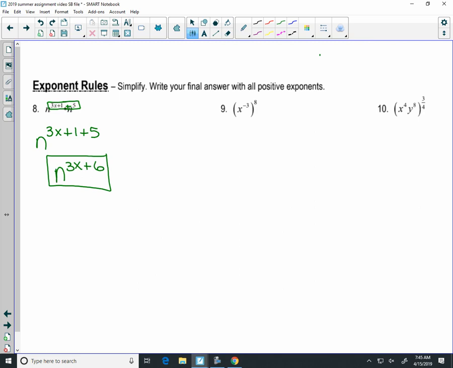Whether you just have a 2 and a 3 there, and you're making it n to the 5th, or whether you have a variable in there as well. Same base, or here we have power to a power, and when we do power to a power, we multiply.